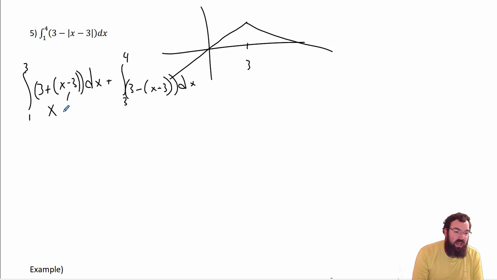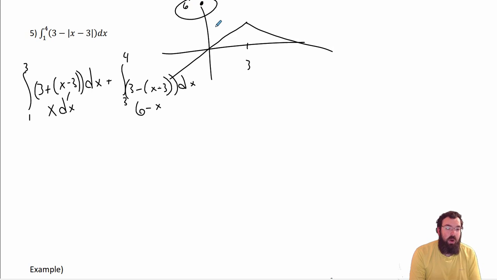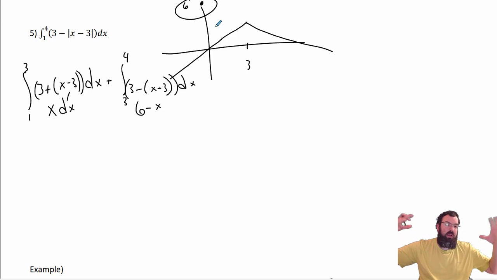So this is just x dx. Like I combine a 3 minus 3, right? But in this case, I do this and I get 6 minus x. So that means that up here, way up here, is going to be at 6. That's the y-intercept. Okay, right at 6 up there. And so that's why we have to break up the absolute value into two different pieces.